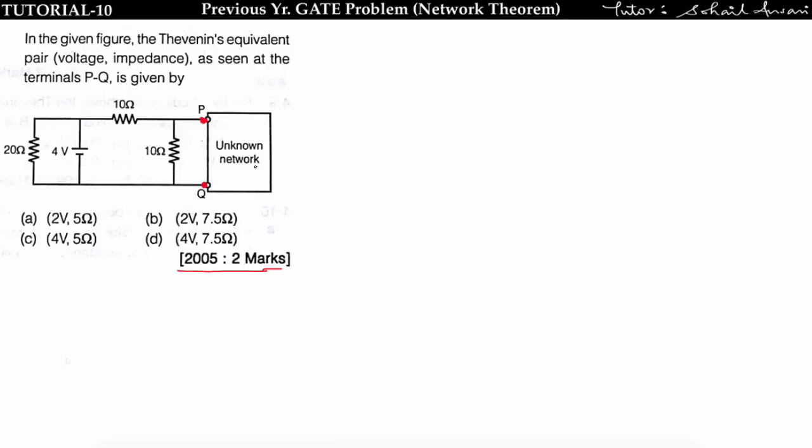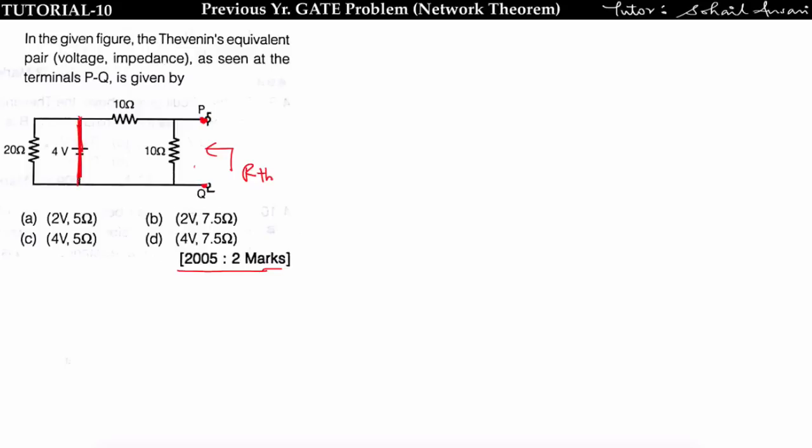In order to find the Thevenin equivalent, first we have to open circuit that terminal, so there will be no unknown network. Now I have to find VTH and RTH. First find RTH. In order to find RTH, you have to short circuit the voltage source and open circuit the current source. So short circuit this voltage source.